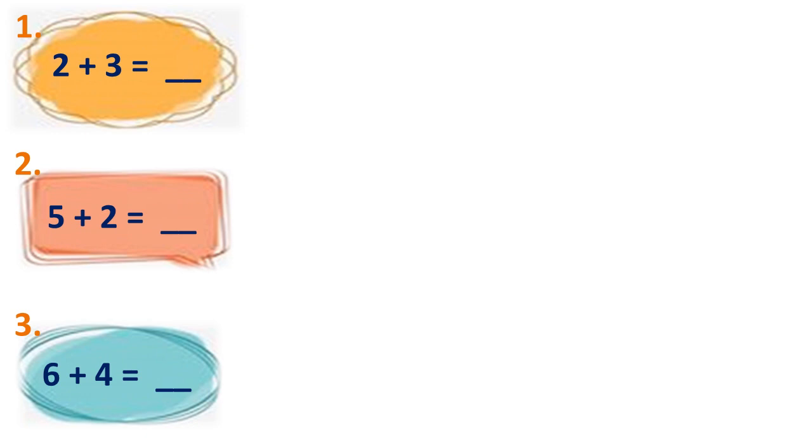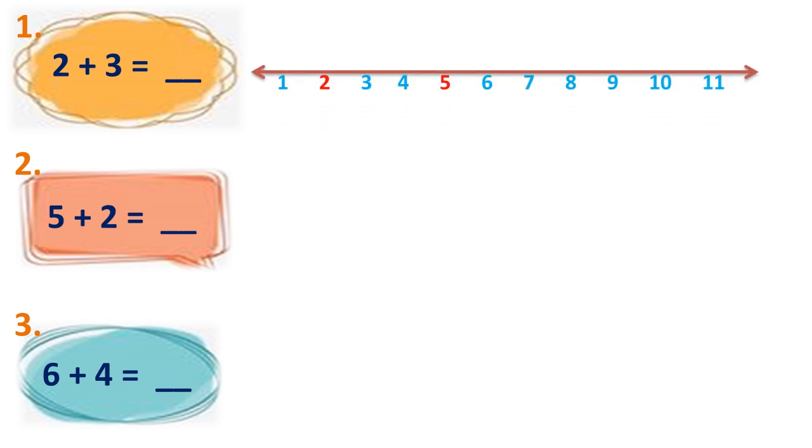See the examples. There are three questions. Our first question is 2 plus 3 equals dash. We want to find the sum of these two numbers. How can we find it? We want to find the sum with the help of this number strip. Look at the number strip. You just put your finger at 2. Then move 3 steps forward. Now you reach 5. So 2 plus 3 equals 5.